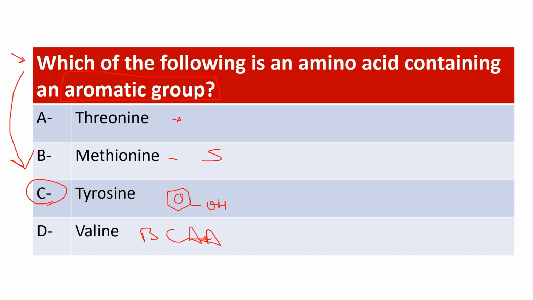Also, the question could be, which of the following is an amino acid containing a branched side chain? Thus, the answer would be valine. So please carefully read the questions. What is it asking you?